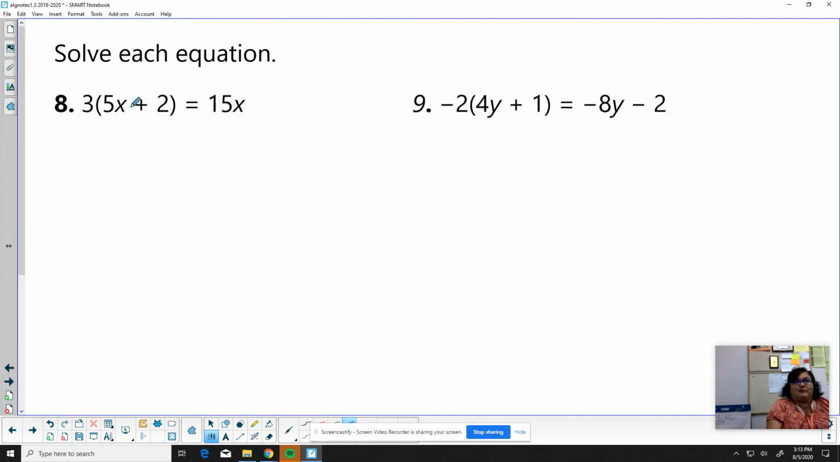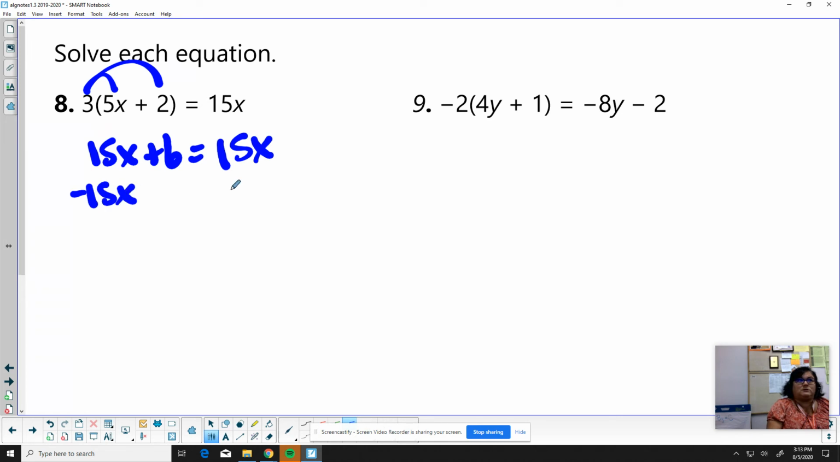We've got a parenthesis. That means I have to do what property? I hope you're thinking distributive property. So 3 times 5x is 15x, and 3 times 2 is positive 6. And the 15x on the right just drops down. Notice there's only one 15x over here, so I'm going to subtract it on both sides.